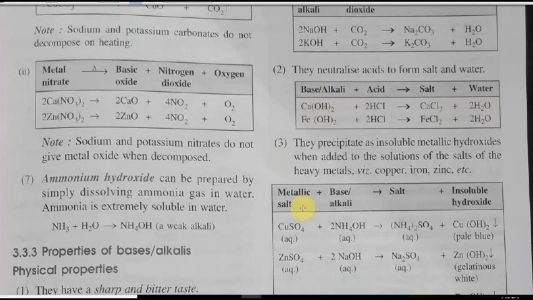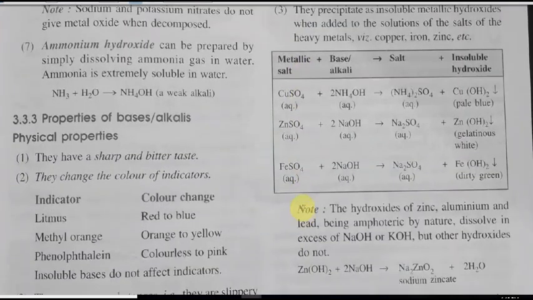Third property, they precipitate as insoluble metallic hydroxide. So we can see CuSO4 reacting with ammonium hydroxide and you can see here this is insoluble precipitate. Students, please try to remember the color because in board exam color is also asked and in chapter 4 and chapter 8 you will need this. Copper hydroxide blue color, zinc white color and iron dirty green color.